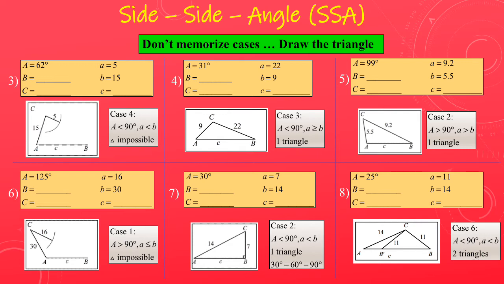In number 8, we have A equaling 25 degrees, little a is equal to 11, and little b is equal to 14. When we draw the picture, we find that the angle is fixed, which means that little b of 14 is fixed. We need a line of length 11 to come down and hit line segment AB. 11 is not that far below 14, and it should be clear that it is possible to do it, and in two ways, where the line segment starts at C, goes down to the right, or starts at C and goes down to the left. So this is case 6, where A is less than 90 degrees and little a is less than little b, and there are two triangles possible.